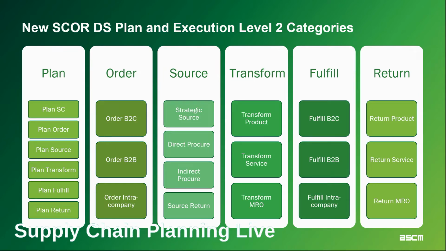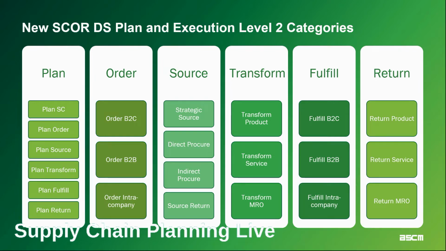Number one, from an order and fulfillment perspective, we made the differentiator the type of order that is coming in. Is it a B2C order? Is it a B2B order? Or is it an intra-company order? The example I used earlier was an internal fab shop providing piece parts to an end manufacturing line.